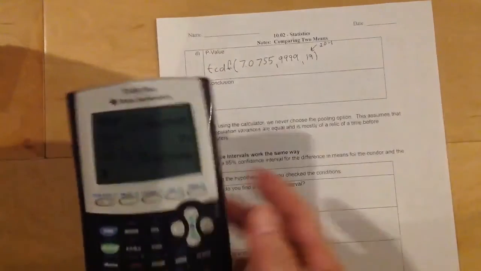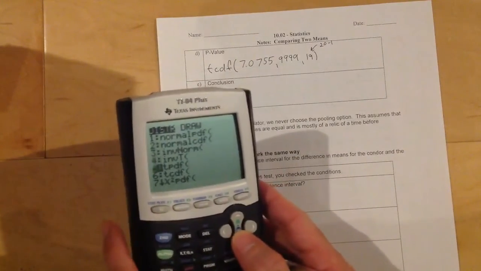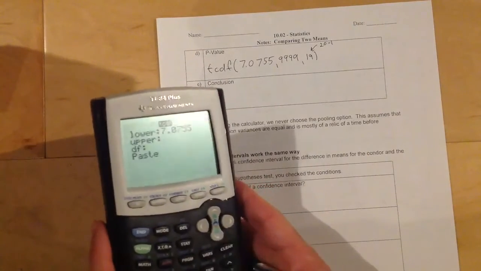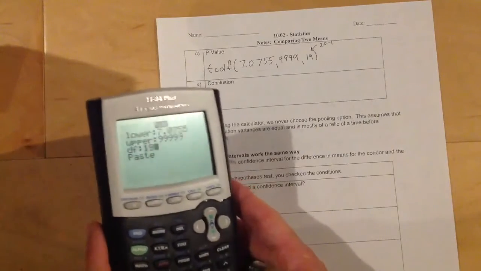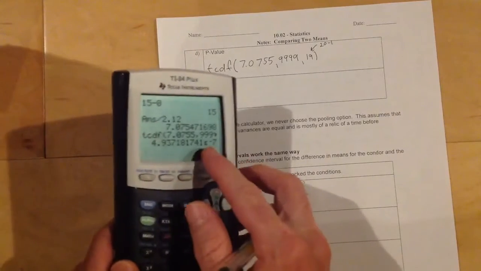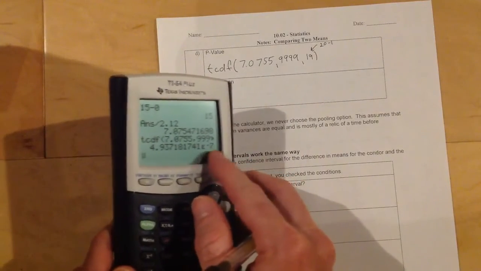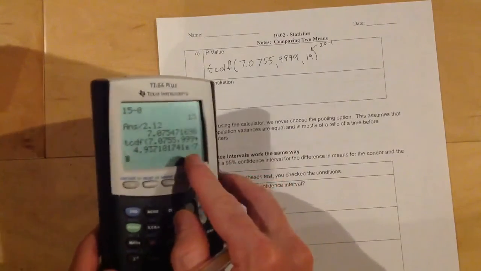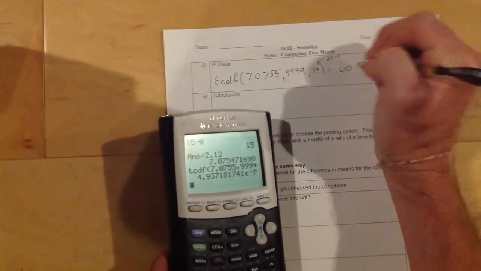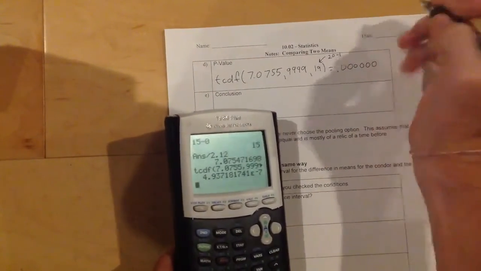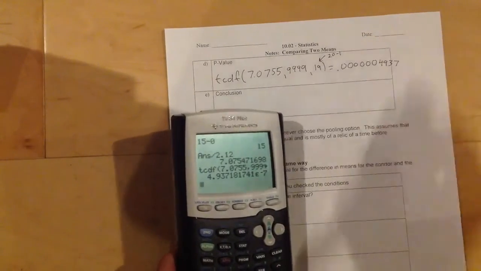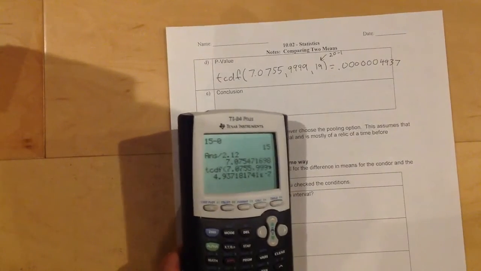All right, so we can go to our distribution menu. We can go to TCDF. We can say 7.0755 to 9999 with 19 degrees of freedom. All right, and notice this e to the negative 7. You've been missing this a lot, but that e to the negative 7 means this is actually 0.1, 2, 3, 4, 5, 6 zeros, and then 4937. So it's a very, very small number.